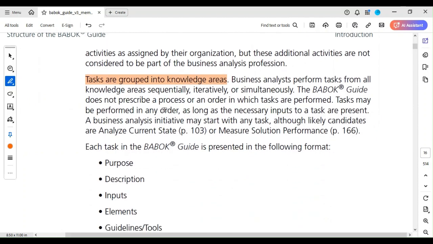Tasks are grouped into knowledge areas. So telling you that wherever you see those knowledge areas, just expect tasks to be there. Business analysts perform tasks from all knowledge areas sequentially, iteratively, or simultaneously. As a business analyst, you perform the tasks you're expected to work on, within the purview of whatever you are doing, from all knowledge areas. This could be sequentially, iteratively, or simultaneously.